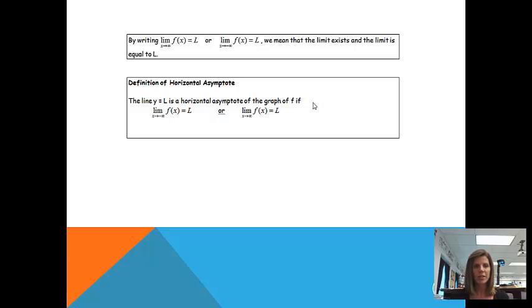All right, now let's take a look at the definition of horizontal asymptote. It's basically that the line y equals L is a horizontal asymptote of the graph of f if the limit as x approaches negative infinity or the limit as x approaches infinity is equal to some L. And remember, L is an actual number. It's not infinity. It's like 5 or 2 or whatever. So basically, once you find the limit, you have also found the horizontal asymptote. And please keep in mind that the horizontal asymptote is a line. So we always want to write it as y equals something because that represents the equation of a line.